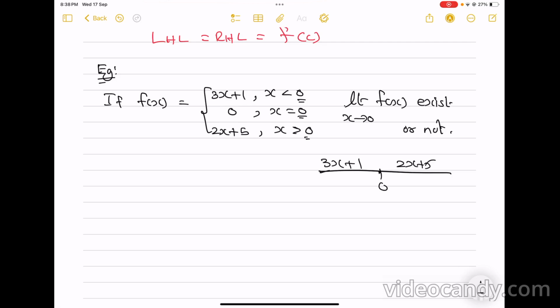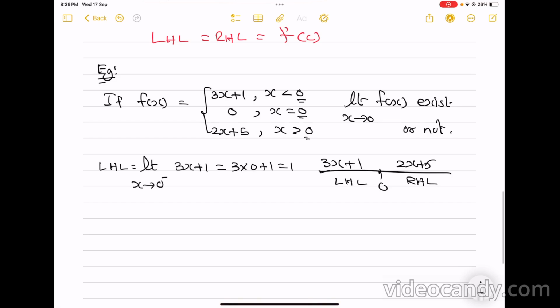If there is only one function, no problem, directly substitute. If there are two functions, then you have to check both left hand limit and right hand limit. So here what is your left hand limit? That means limit x tends to 0 minus, on the left hand side your function is 3x plus 1. So here you have to substitute 0. So 3 into 0 is 0, plus 1. So the answer is 1.